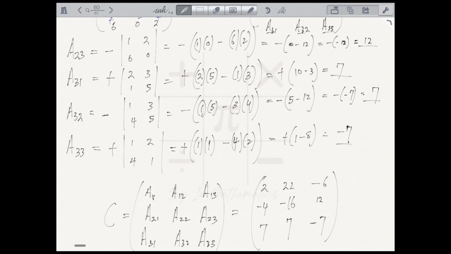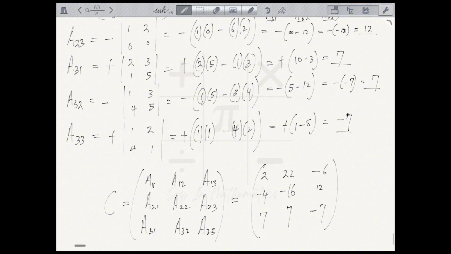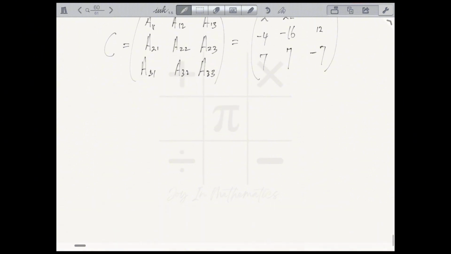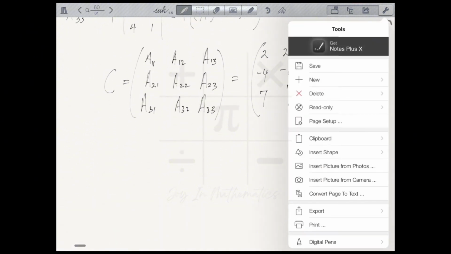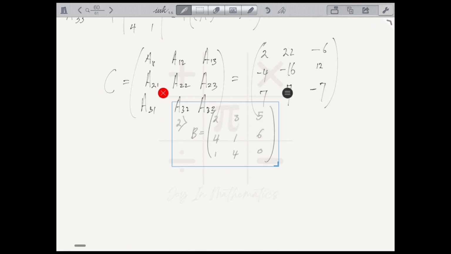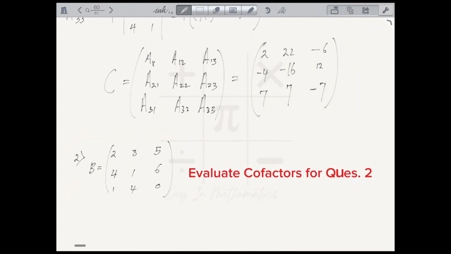Now with that done, this is just for example 1. You can now try evaluating the cofactor for question 2: 2, 3, 5, 4, 1, 6 and 1, 4, 0. Perform the same operation and let's evaluate the cofactor.